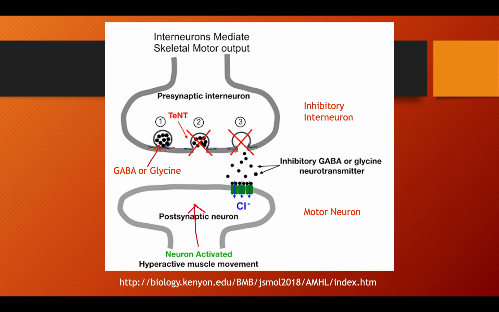GABA and glycine, when they exocytose and enter the synaptic cleft, are going to inhibit our motor neuron and prevent contraction of the muscle. But when tetanospasmin cleaves the VAMP protein, it's going to prevent this exocytosis from happening, and GABA and glycine are going to be stuck here. This is going to result in the hyperactivity of the postsynaptic neuron. So it's not going to be inhibited, and that's going to result in the symptoms of tetanus that we see later on.